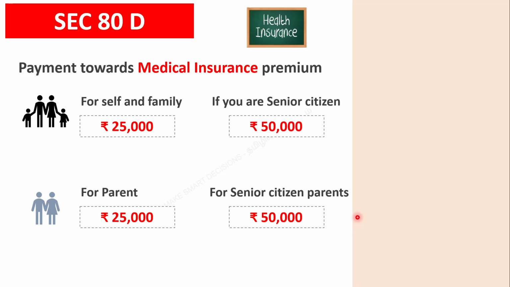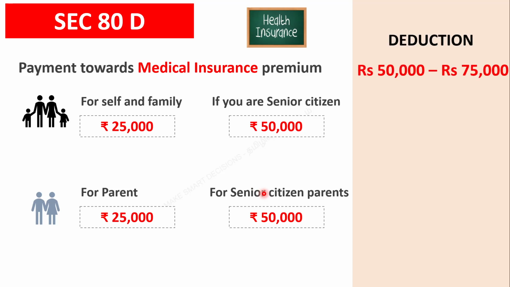For many of the people in their late 30s, this situation will be applicable. You'll not be a senior citizen, but your parents will be senior citizens. So you can claim a deduction of up to 75,000. When it translates to a tax saving, it is a minimum 5% of 50,000, which is 2,500, and a maximum 30% of 75,000, which is around 22,500.